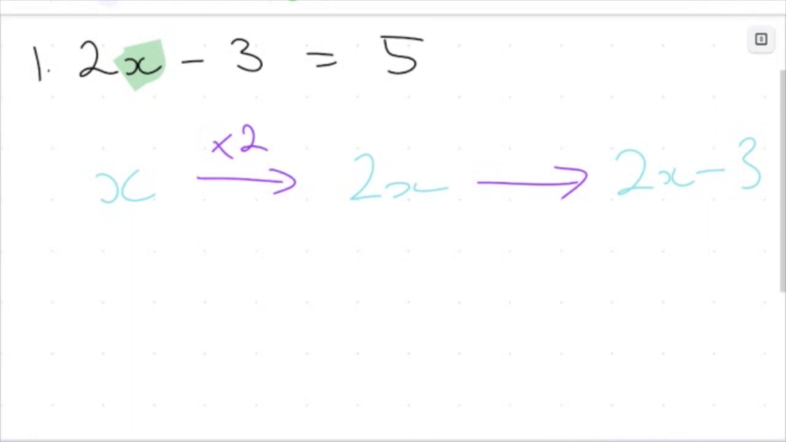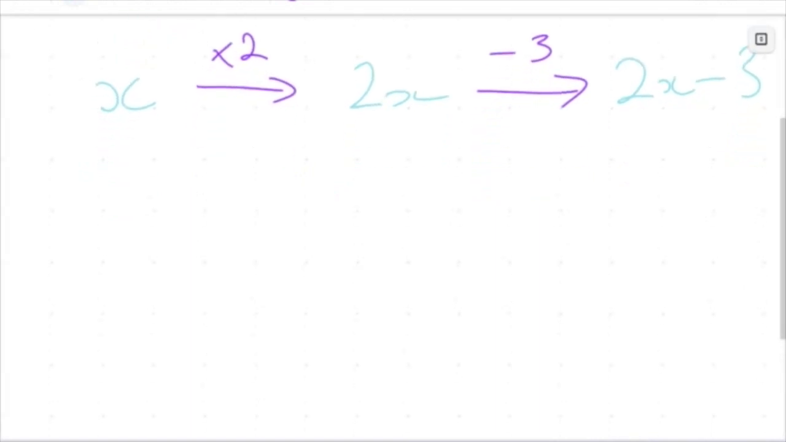Now, to get to the next thing, to complete this left-hand side, we took all of this and we subtracted 3 from it. So to build x up to get to 2x minus 3, first we timesed it by 2. That was the closest thing to this x. That was the first change we made to it. And then we subtracted 3 from whatever 2x was.